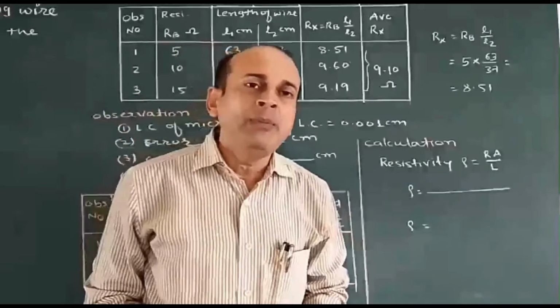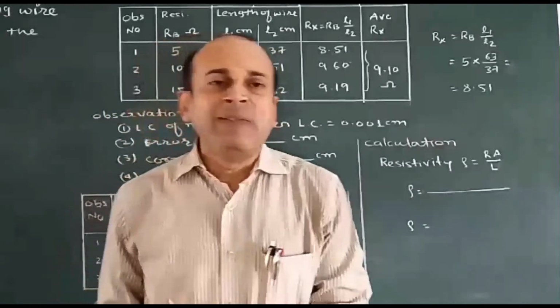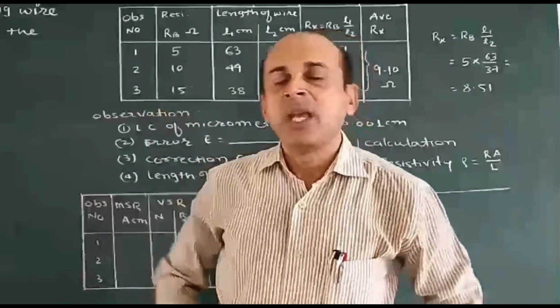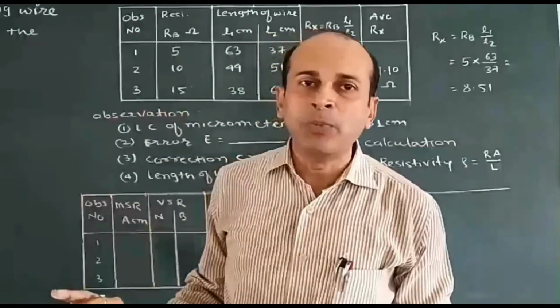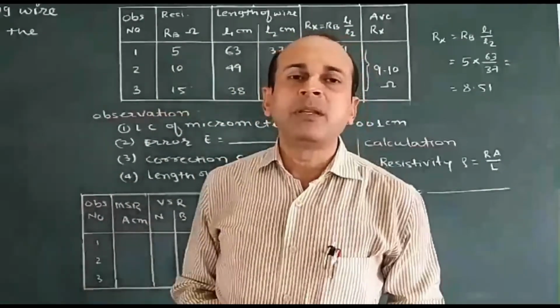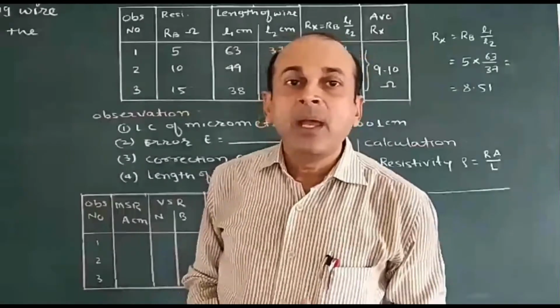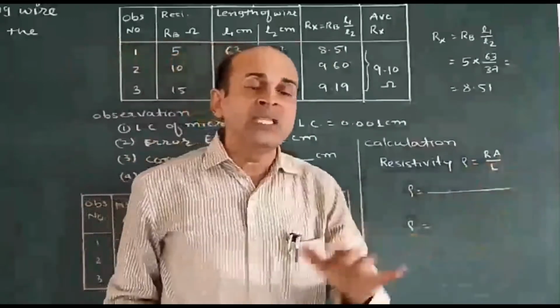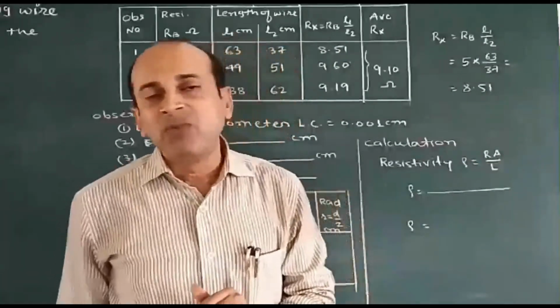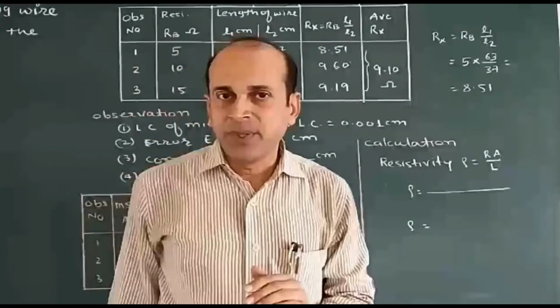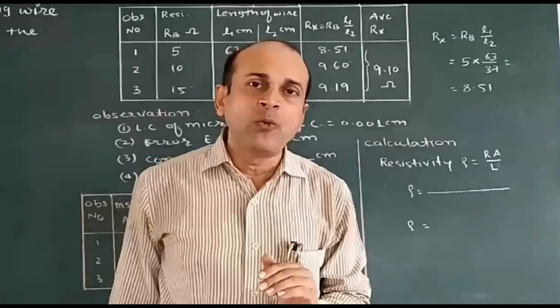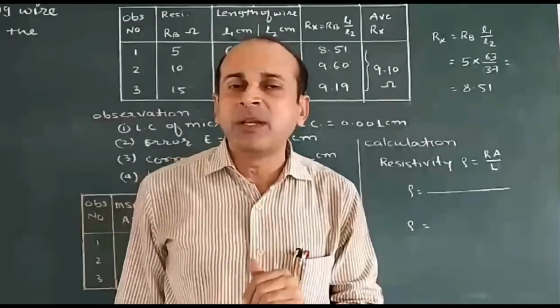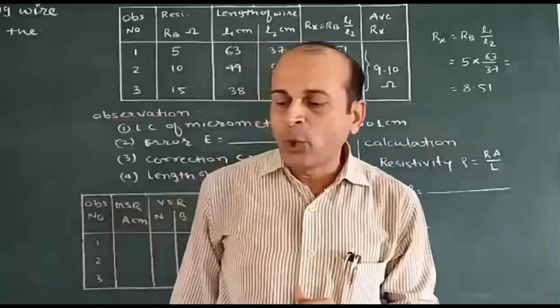But our aim is to find the resistivity or specific resistance. Let me measure the dimensions of the wire. That means we will measure the length of the wire and the cross section area. For the cross section area, A is equal to pi r square, so we will find the radius. But to find the radius, we have to find the diameter. So let me measure the diameter using a micrometer screw gauge.